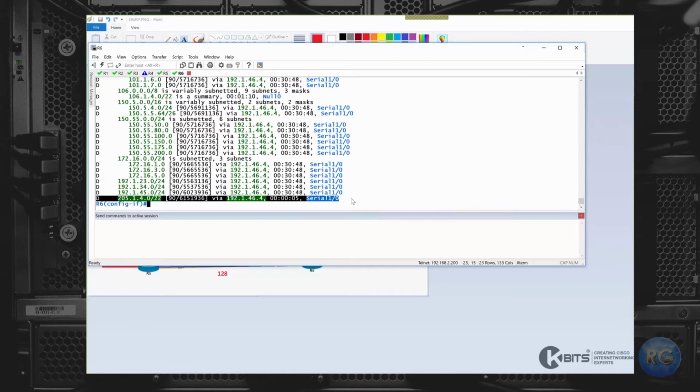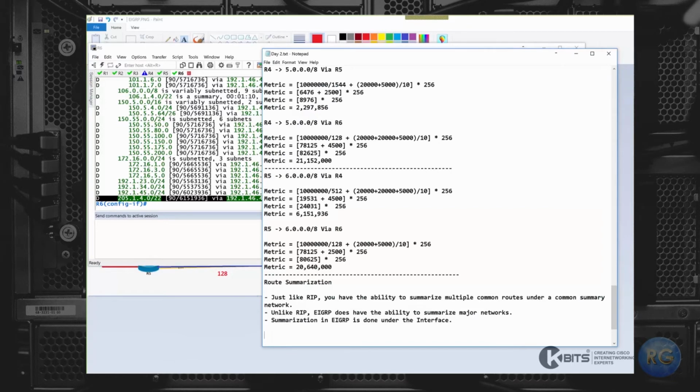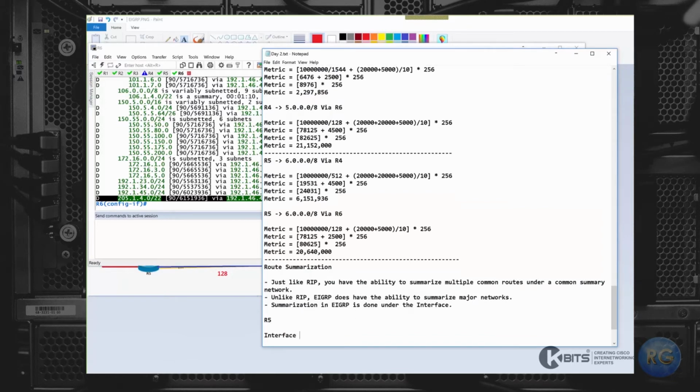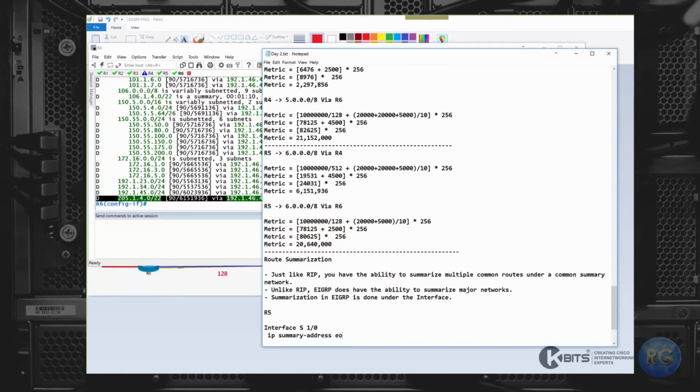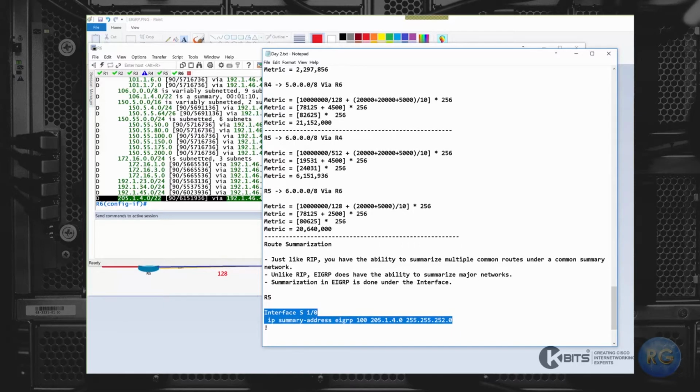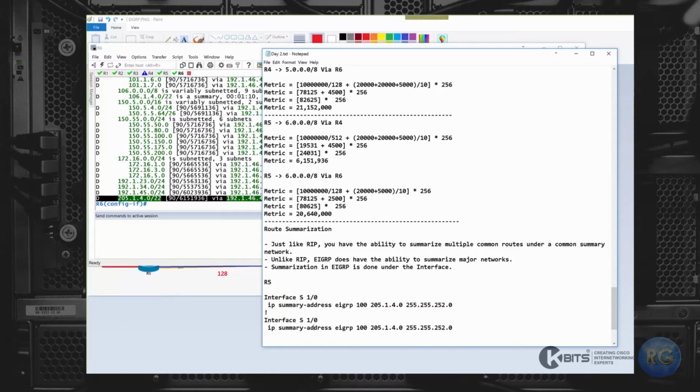Everybody okay with this? So summarization, the command for that, we did 2 summaries. On R5, I summarized the 205 networks. I need to do it on both interfaces. Now my question to you guys is, what if I only did it on one interface? What's going to happen? Very good, longest match. Now one path is preferred, longest match.